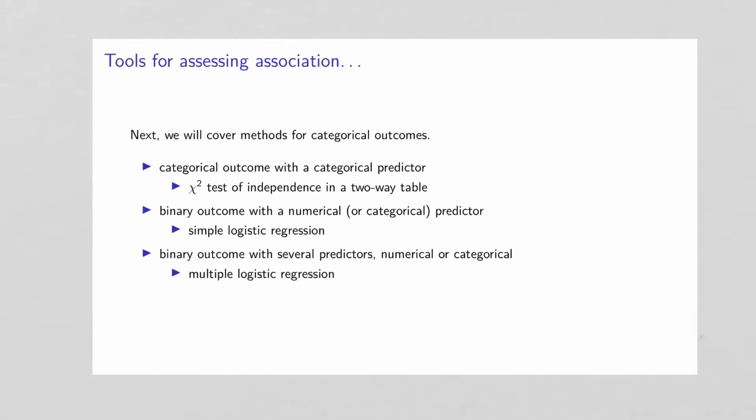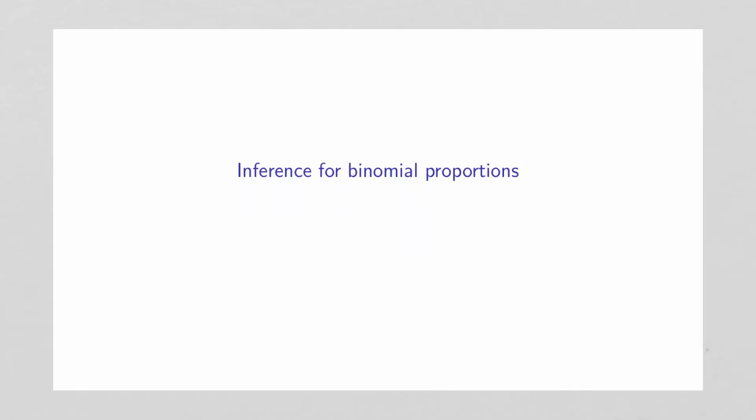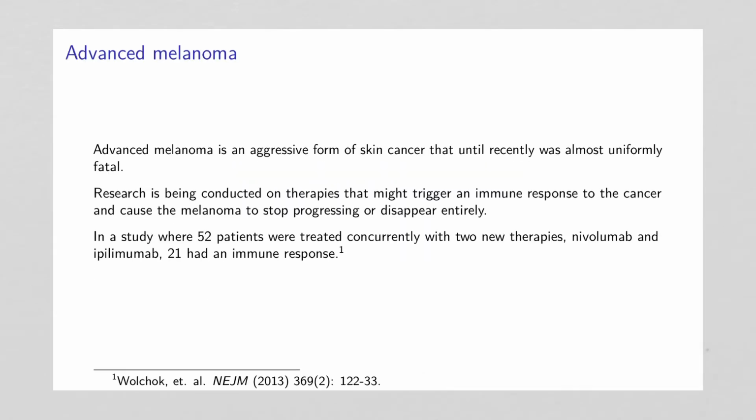So we will cover the methods for categorical outcomes. Categorical outcomes with a categorical predictor: chi-square. It's written chi-square. Don't make the mistake that I made and call it chai. That's tea, which is delicious. Binary outcome with a numerical or categorical predictor uses simple logistic regression. Binary outcome with several predictors uses multiple logistic regression. Okay. So binomial proportions.